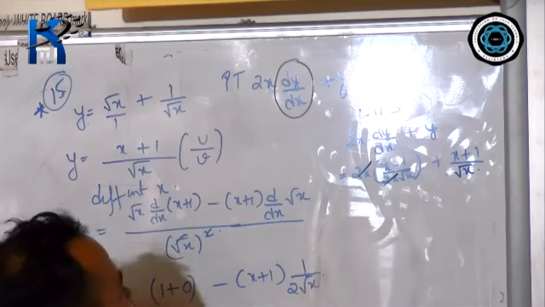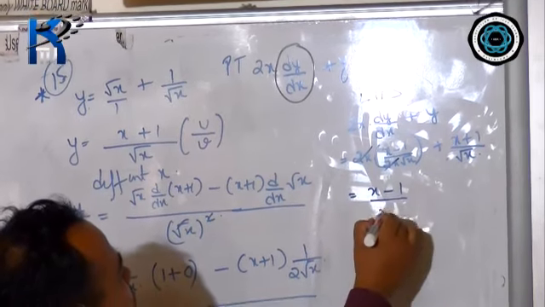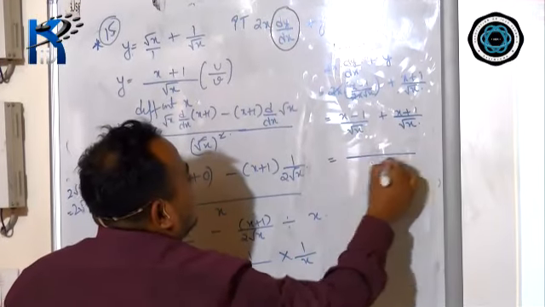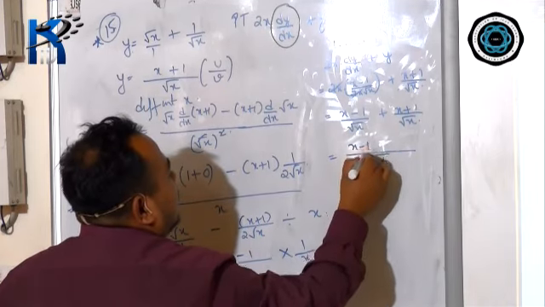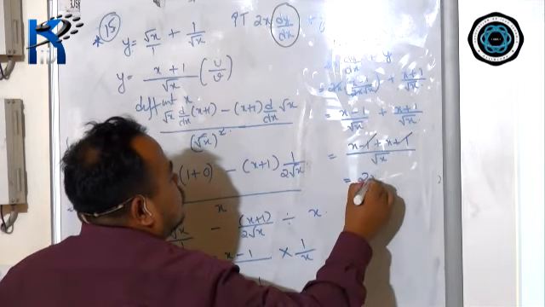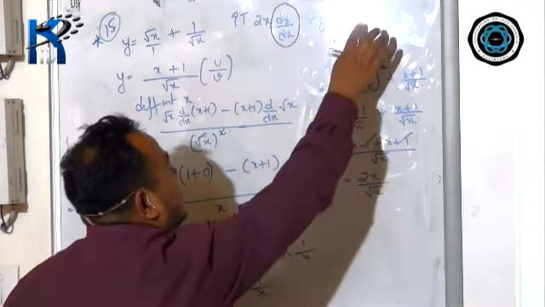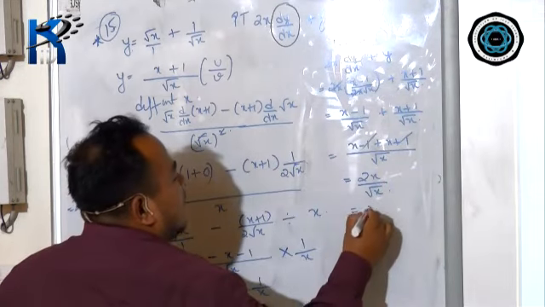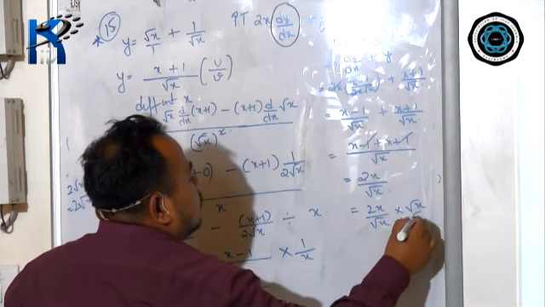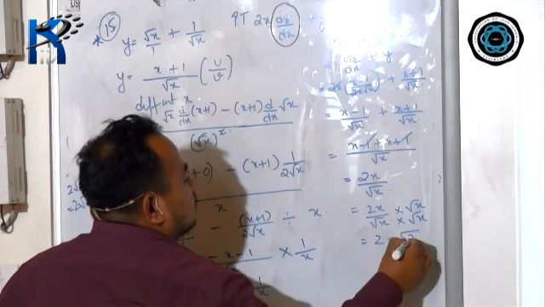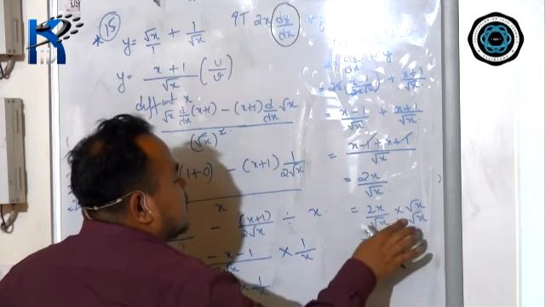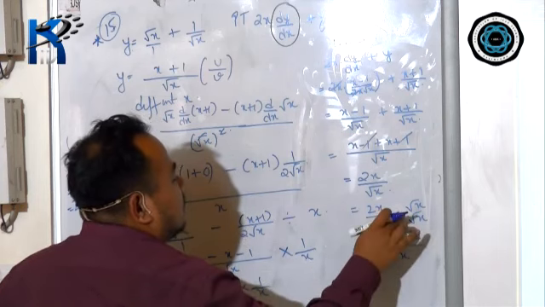So 2x and 2x get cancelled. You are left with x minus 1 divided by root x plus x plus 1 divided by root x. What is the LCM? The LCM is root x. So you get x minus 1 plus x plus 1. Minus 1 and plus 1 get cancelled, so you get 2x divided by root x. But I need root x in the numerator, so I simply rationalize. You can't keep root in the denominator. When you rationalize, you get 2x root x divided by root x into root x. I've already explained, you can write a dot also if you're getting confused.